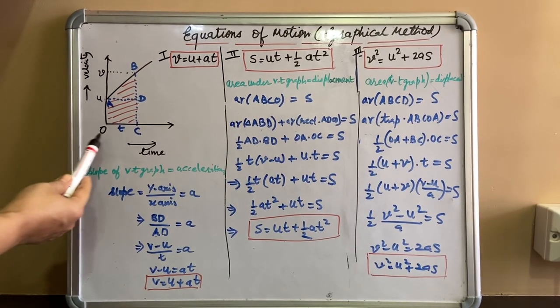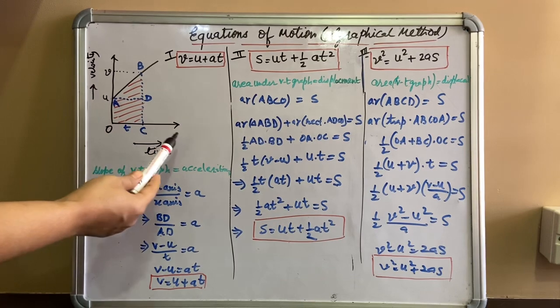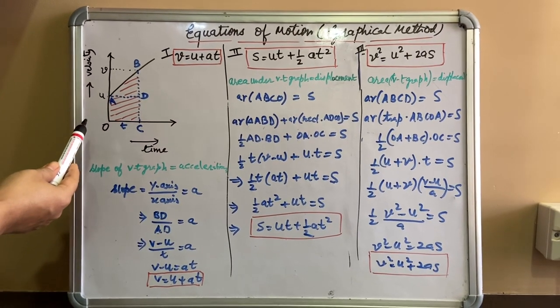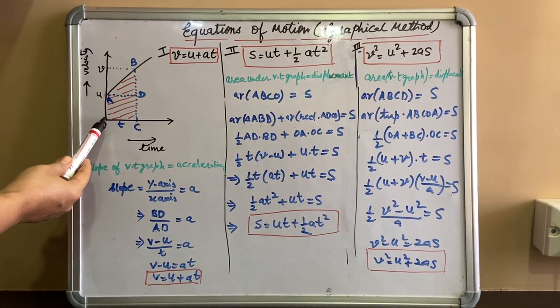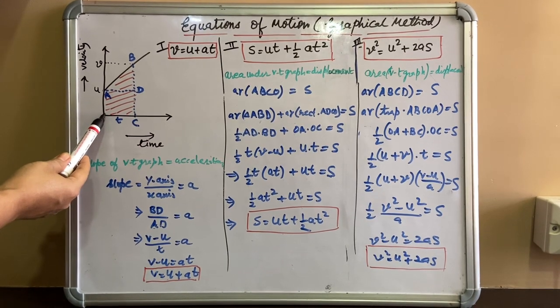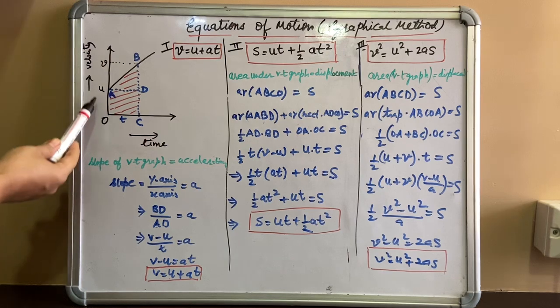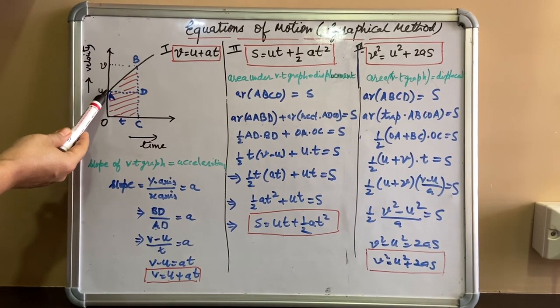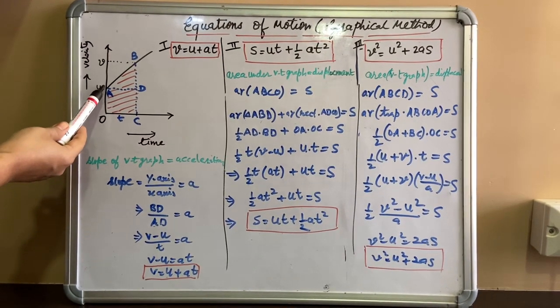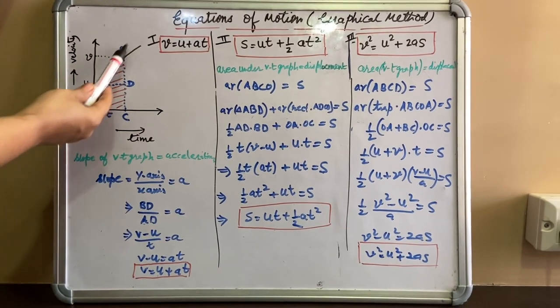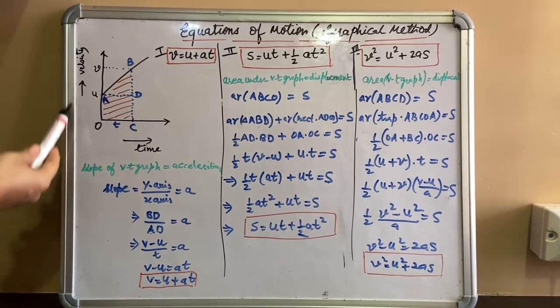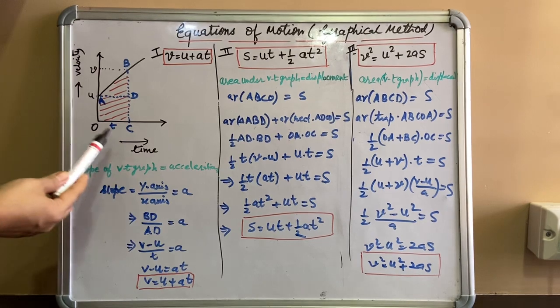So, if we draw a velocity-time graph for uniformly accelerated motion, suppose the initial velocity is not 0. If the initial velocity is 0, then the line would be like this. But here we have taken some initial velocity u instead of 0. And this is the straight line VT graph for uniformly accelerated motion.